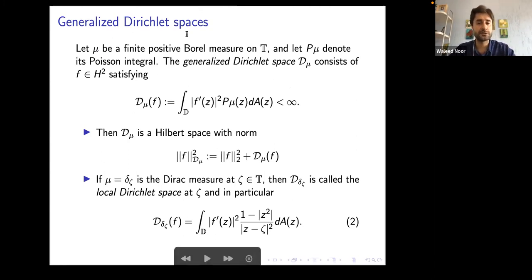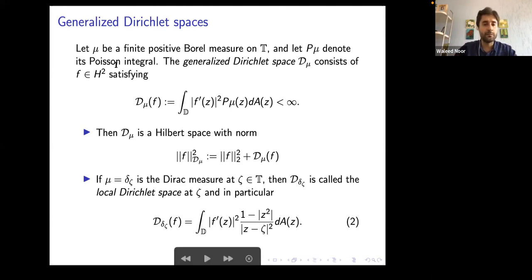So generalized Dirichlet spaces are basically subspaces of the Hardy space, defined as follows. If mu is a finite positive Borel measure on the circle and P mu is its Poisson integral, then the generalized Dirichlet space consists of Hardy space functions that satisfy this condition. This is a particular Dirichlet integral. Now these spaces are Hilbert spaces with their own norm. They don't inherit the norm from the Hardy space.